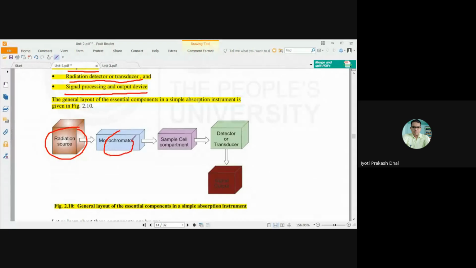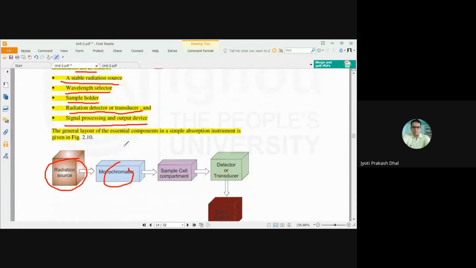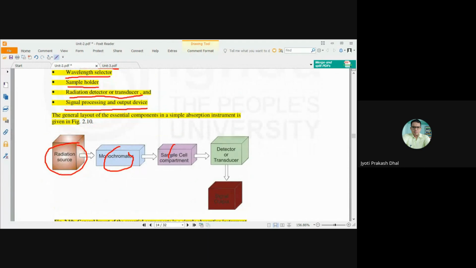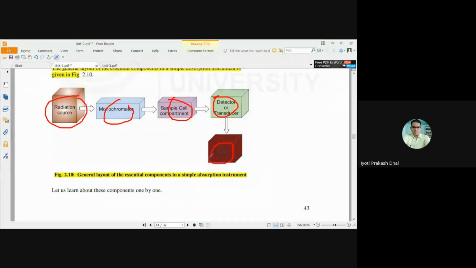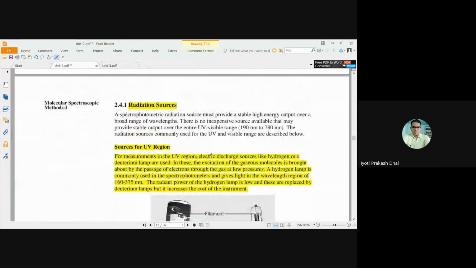Then monochromator. Monochromator means wavelength selector. Then the sample cell compartment containing the sample. And after passing of the monochromatic radiation through the sample, the detector will detect the change in any type of intensity or wavelength of the monochromatic radiation, and after that will give the output signal. So here we will discuss one by one.